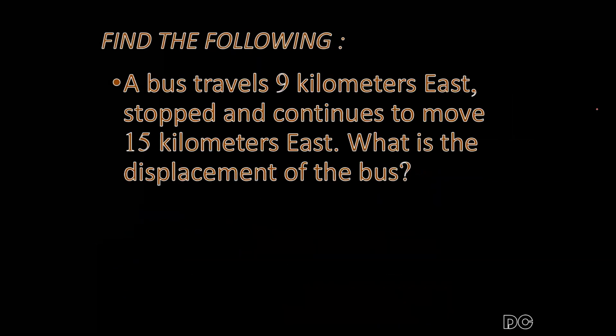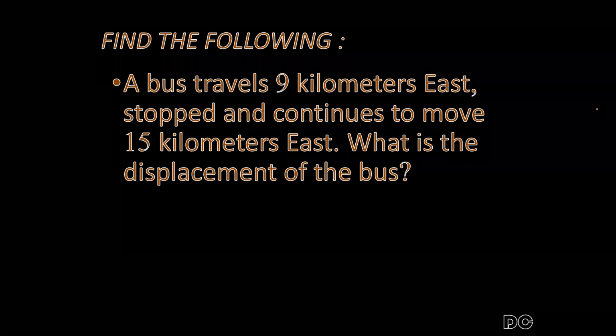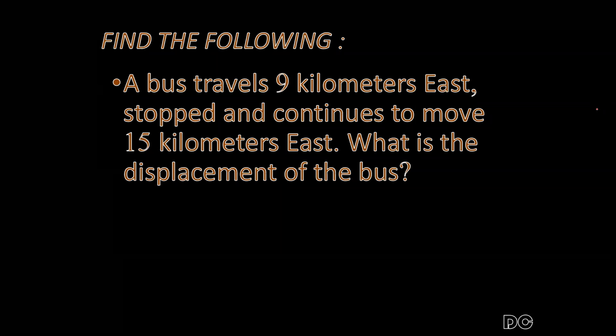For example, a bus travels 9 kilometers east, stops, and continues to move 15 kilometers east. So what is the displacement of the bus? As we can see, the direction of the movement of the bus is towards east. Though it stopped for a moment, it continues to move towards east. So therefore, the movement is in the same direction.